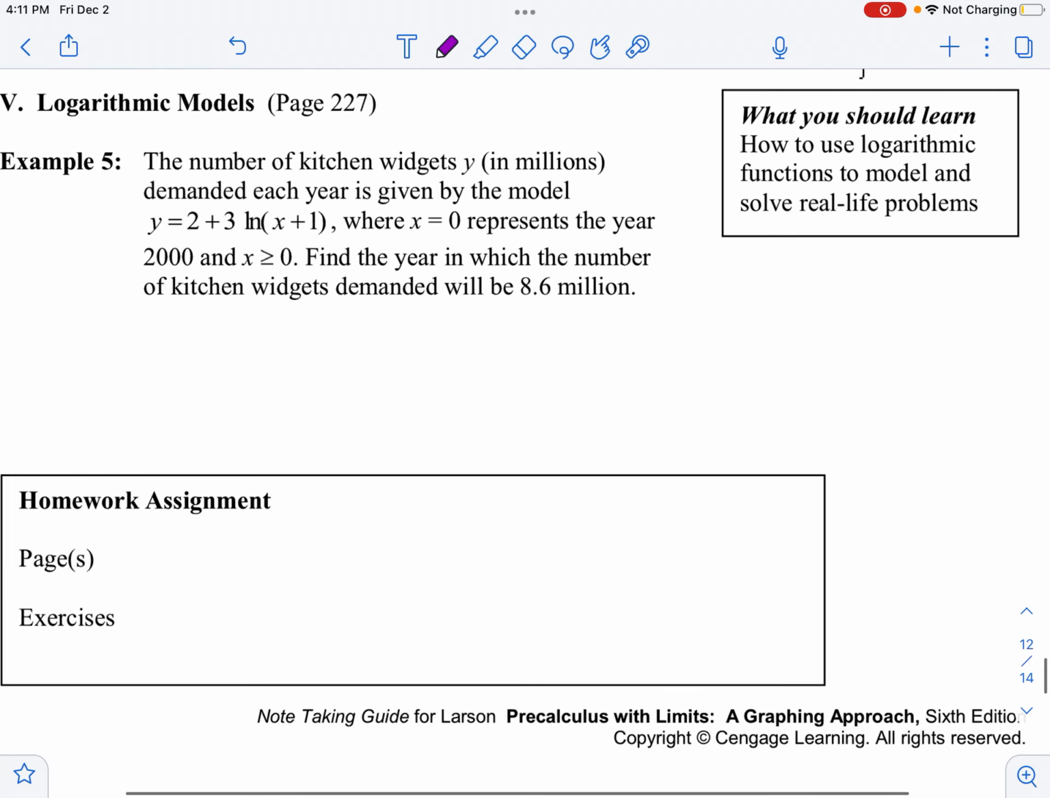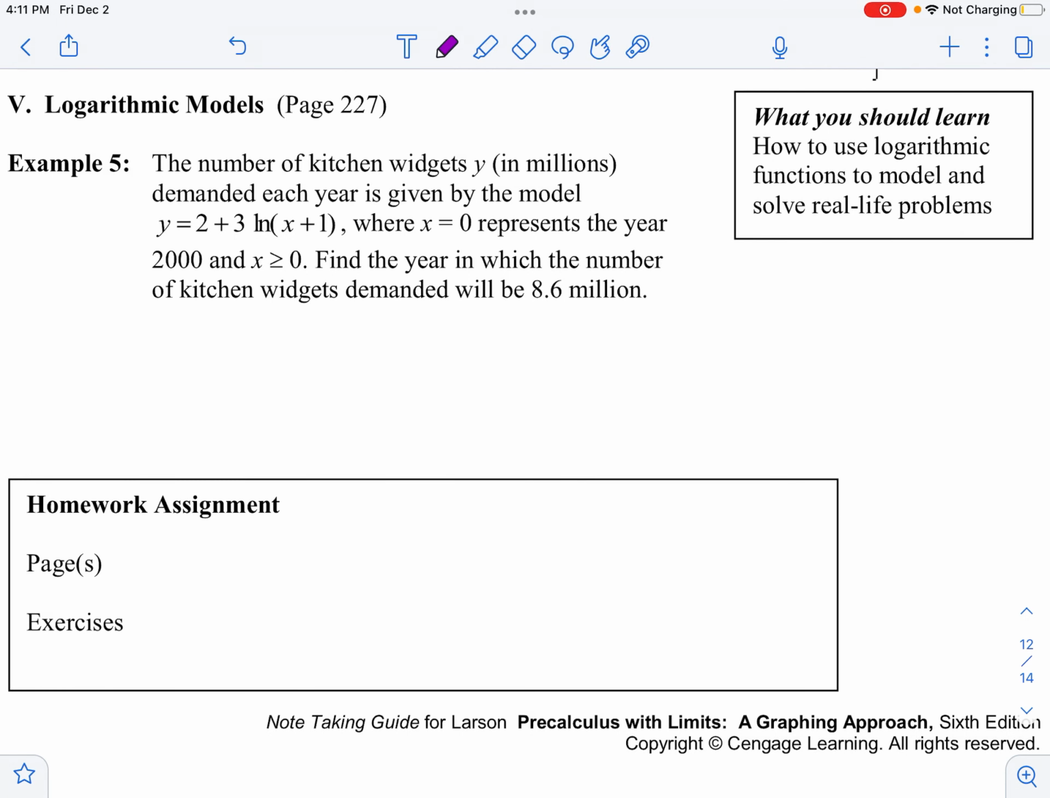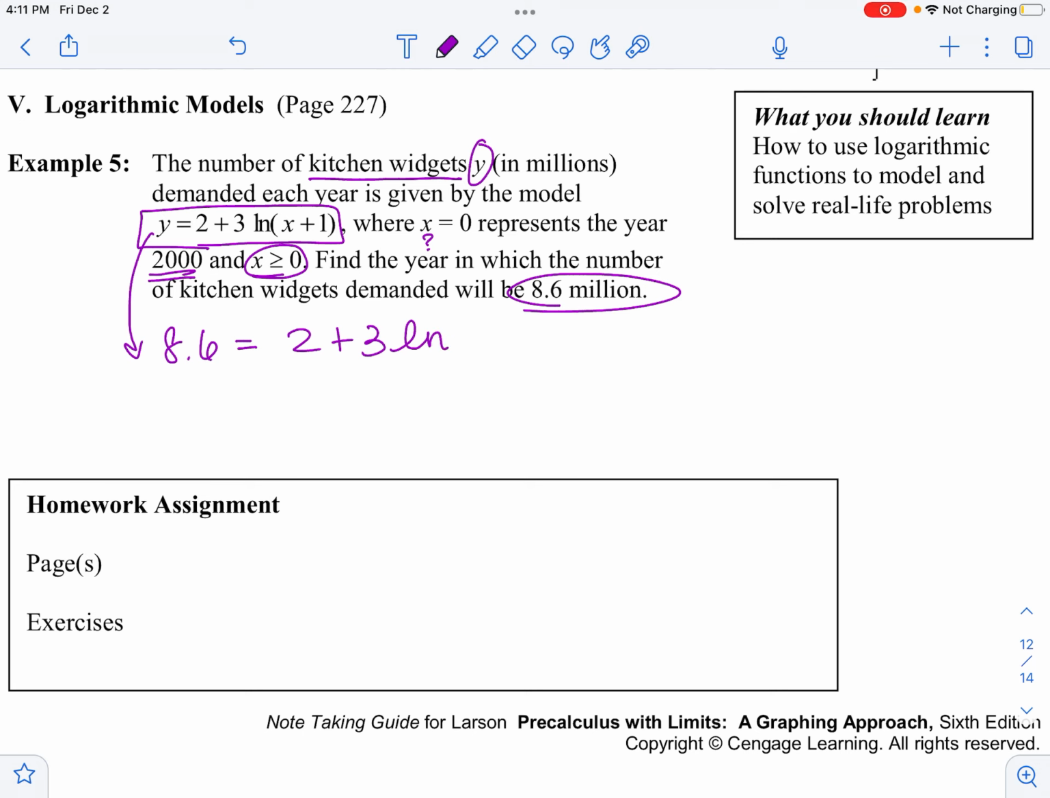And then, if we were going to solve a logistic model, let's talk about the number of, for example, kitchen widgets. So something that you use in the kitchen, where y is in millions demanded each year is given by this model, where x is 0 represents the year 2000, and x has to be positive. So they're asking to find the year x in which the number of kitchen gadgets demanded was 8.6 million. So instead of y, we're going to use 8.6 million equals 2 plus 3 times the natural log of x plus 1, where x is in the year 2000. Well, if 0 was 2000.